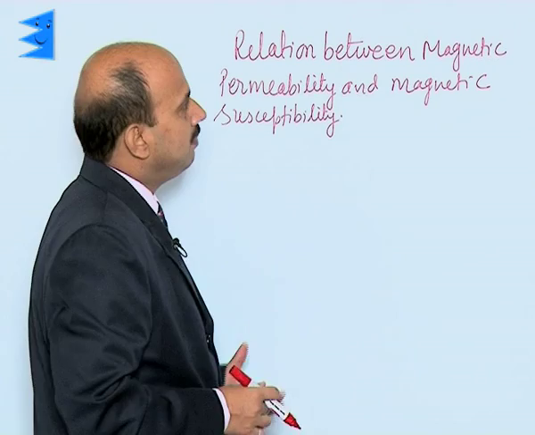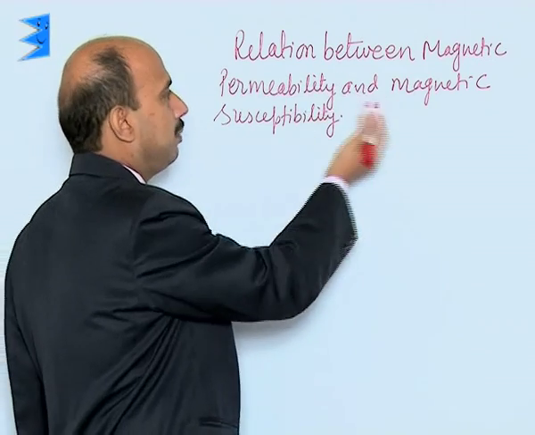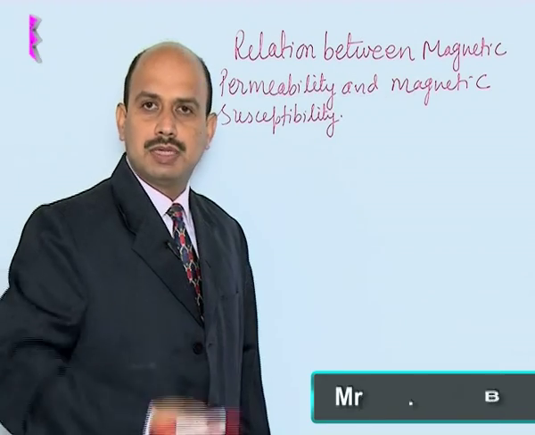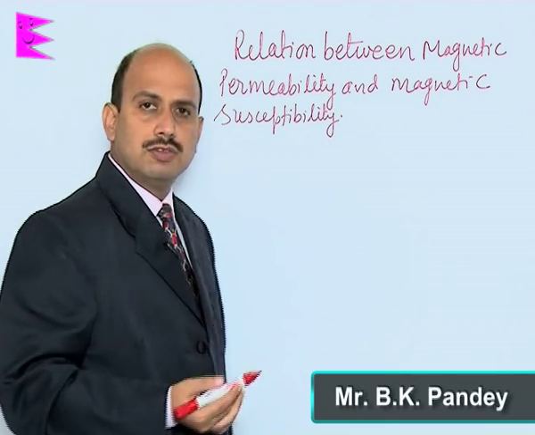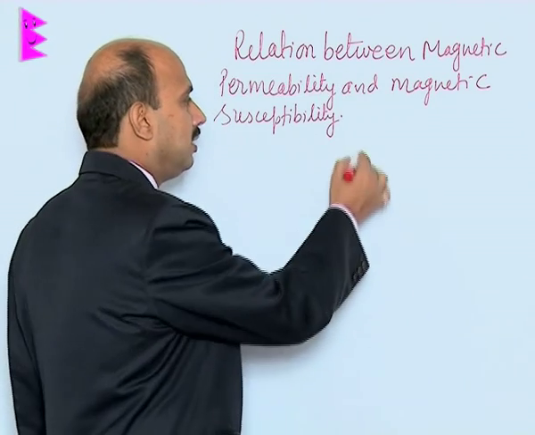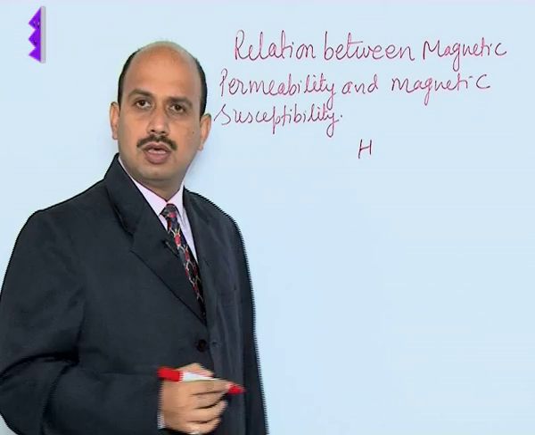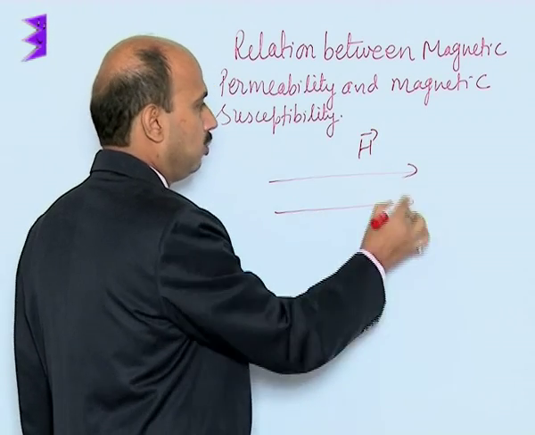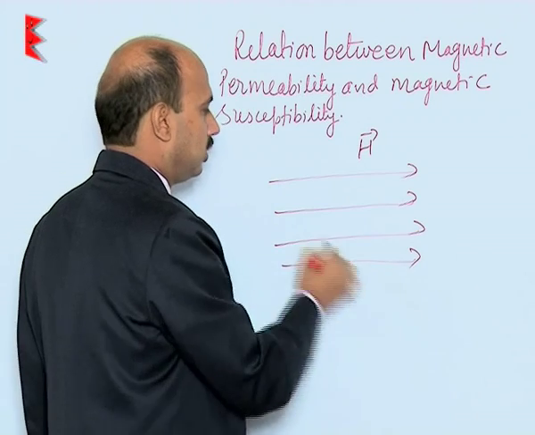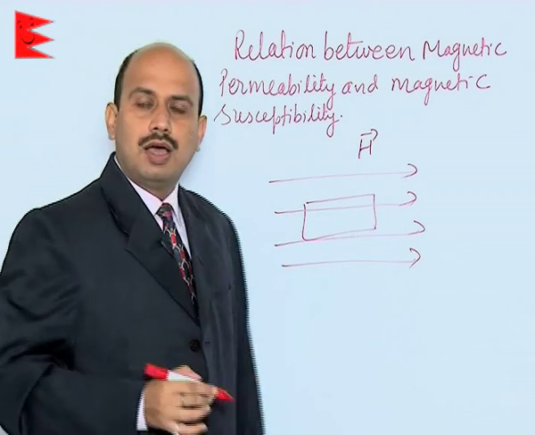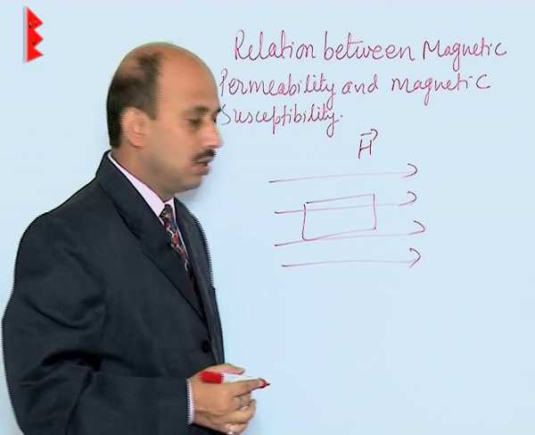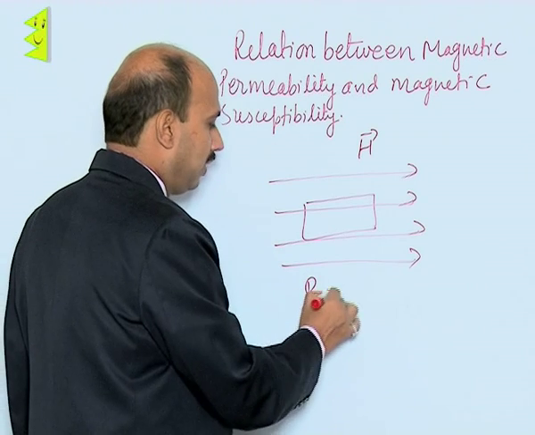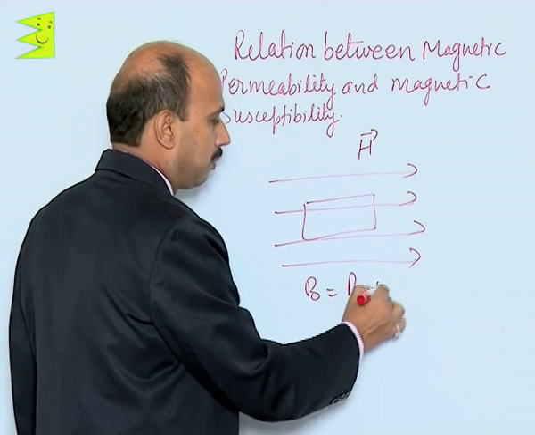So, now we can derive the relation between magnetic permeability and magnetic susceptibility. See here, suppose you have got magnetizing intensity H and any material is placed in this magnetizing intensity H. Suppose this is a magnetizing intensity H here, a material is placed and it gets magnetized. Then we can write total magnetic field inside the material is B naught plus B m.